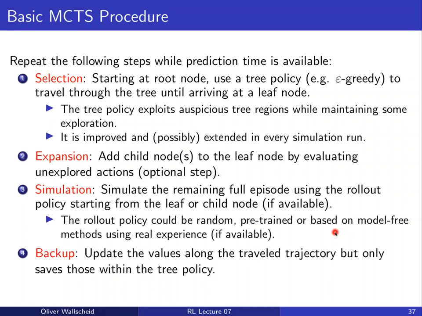And then finally the backup, of course, as we have learned from Monte Carlo: update the values along the traveled trajectory, but we only save those which are within the tree policy. Of course, we also have to calculate the action values along the simulated rollout, but these are then completely discarded and only those along the informed tree policy are really saved. And this is especially giving us this idea of a forward planning approach, together with using real experience from the past, which could be used here for the simulation step. But this is of course something completely different compared to the background planning task, as we got to know during the Dyna framework discussion.